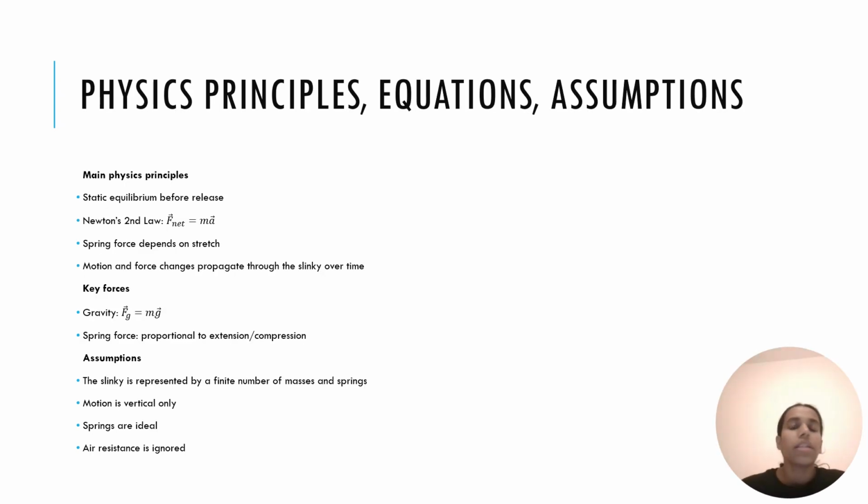The main physics ideas used in this lab are static equilibrium, Newton's second law, and spring forces. Before release, each part of the slinky is in equilibrium, so the upward spring forces balance the downward gravitational force. After release, though, the net force on each mass changes, and Newton's second law determines how each part moves. The spring force depends on how much each segment is stretched or compressed. My model assumes a finite number of masses and ideal springs, ignores air resistance, and treats the motion as vertical, which simplifies the real slinky.